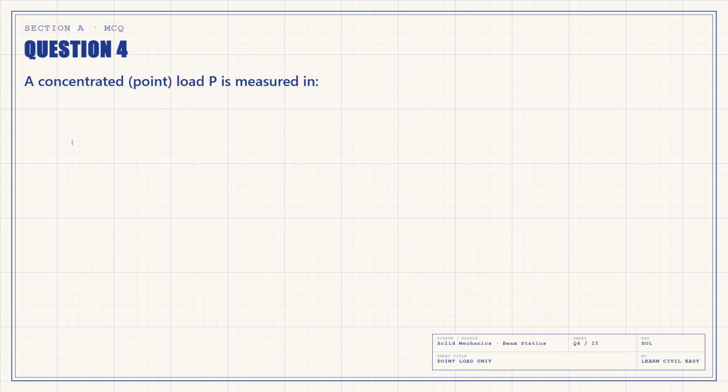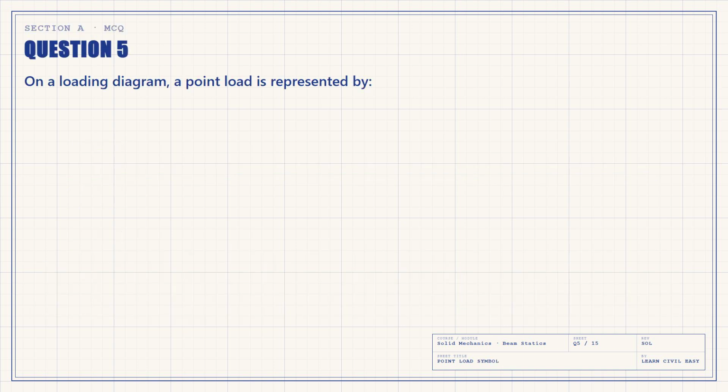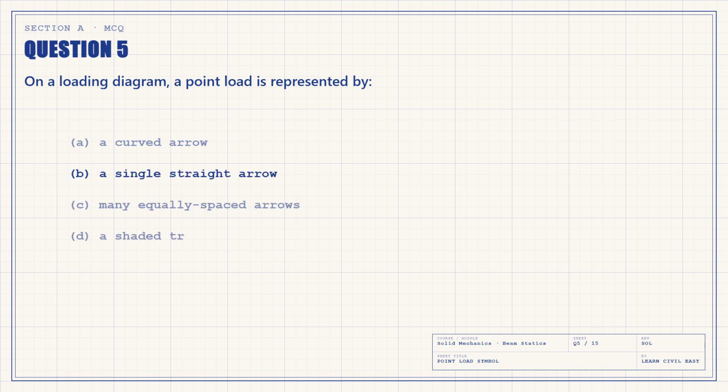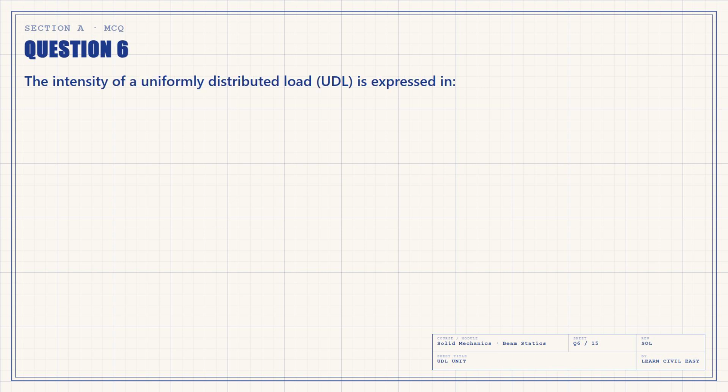Question 4. A point load is a force, so it is measured in kilonewtons. Kilonewton per meter is an intensity and kilonewton meter is a moment. The answer is B. Question 5. One concentrated force is drawn as one single straight arrow. A curved arrow would mean a moment and many arrows would mean a distributed load. The answer is B. Question 6.